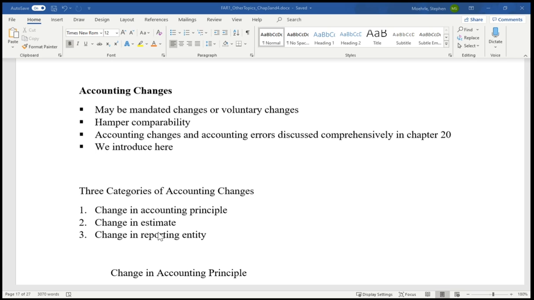Accounting changes will arise periodically. They may be mandated changes, they may be voluntary changes. Either way, they'll hamper comparability between the information between the years shown.